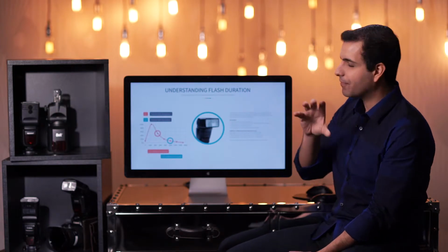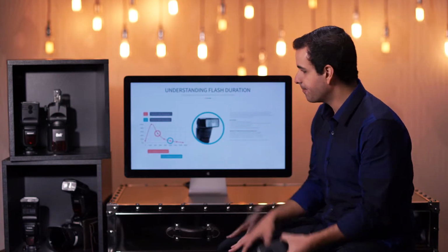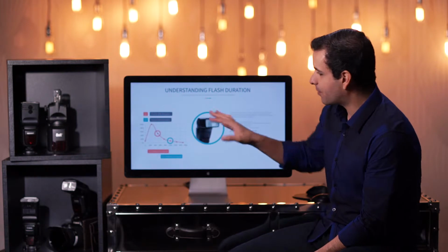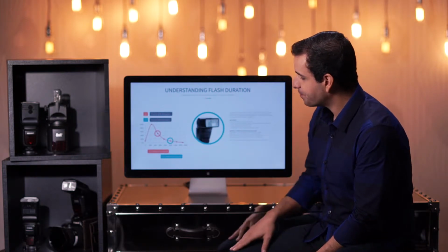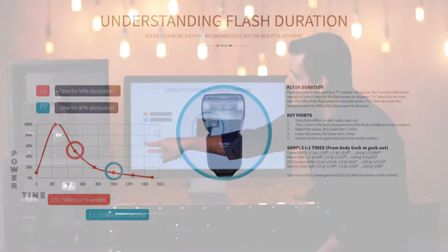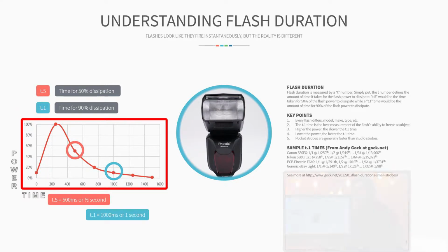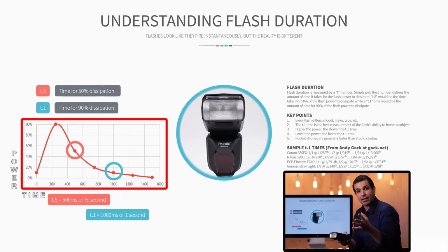Let me show you what a flash output graph looks like. If we look at this graph, ignore the numbers for right now. You'll see that it starts at 0% right here. It goes up to 100%. Now that 100% is basically where the flash fires, where that output happens. So what's happening is the flash is charging up to 100%, it outputs the power that you've set here, whatever that power might be. And then it trails off.